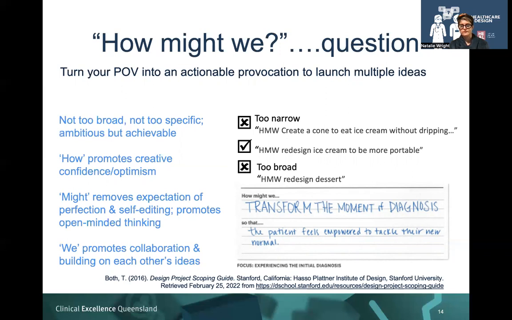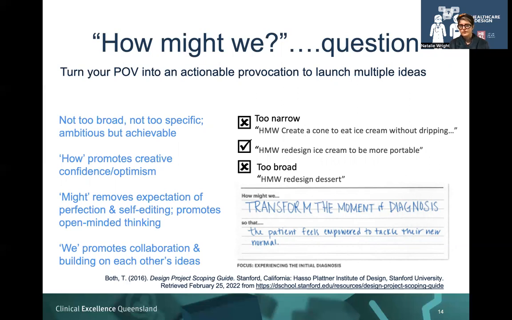An example of that on the right is, how might we redesign ice cream to be more portable? That is a great how might we question. If it was too narrow, it might look like, how might we create a cone to eat ice cream without dripping? Too specific. And if it was too broad, it might look like, how might we redesign dessert? Which really doesn't give you the constraints that you need to solve the problem with some really innovative solutions.